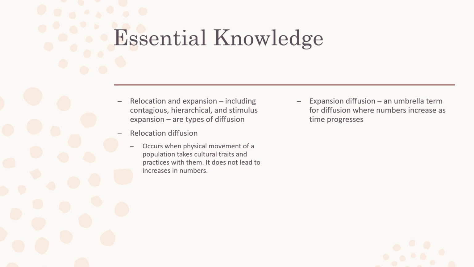Expansion diffusion is this umbrella term that we give for diffusion where numbers increase as time progresses. So more and more and more people are participating in a cultural trend or a cultural pattern. Contagious diffusion is a type of expansion diffusion. It's when this cultural trait or idea spreads from person to person via direct interaction, face-to-face communication, or indirect interaction, things like internet followers.